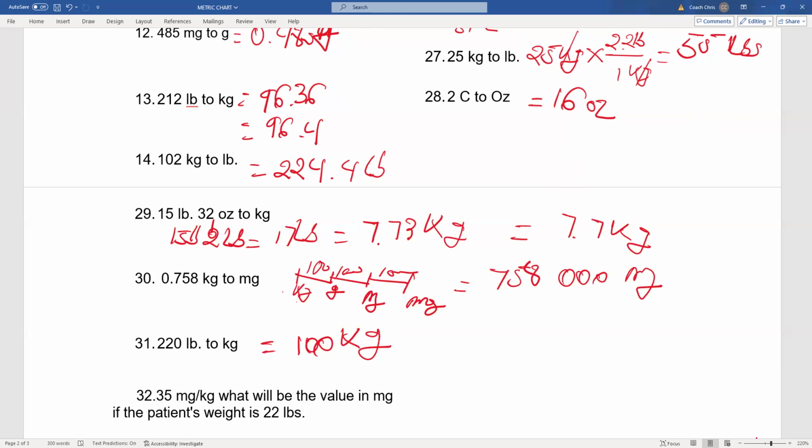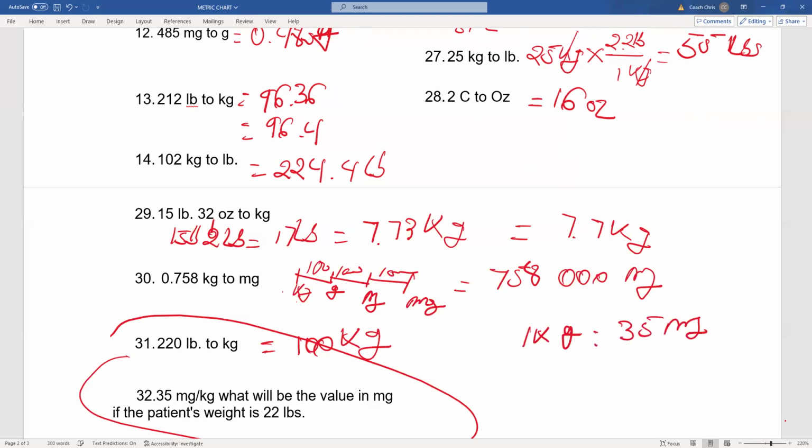All right. So let's look at the last one that already drives people crazy. In this exercise, they say if someone that weighs 1 kilogram is getting 35 milligrams, the problem is that person that has 1 kilogram is getting 35 milligrams.